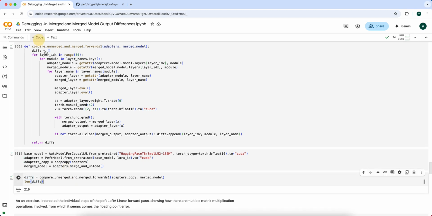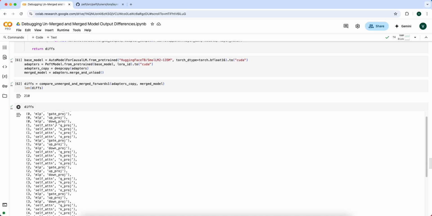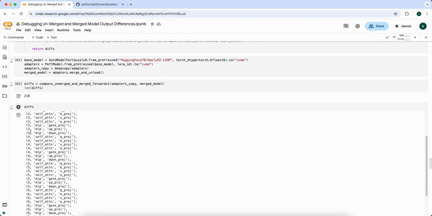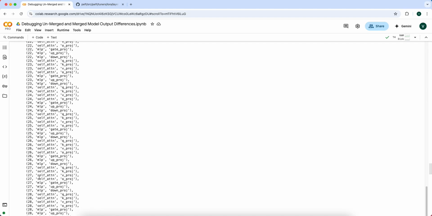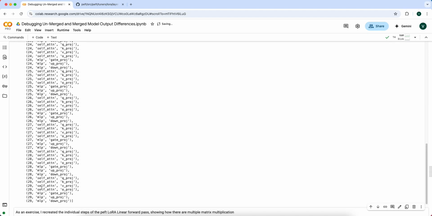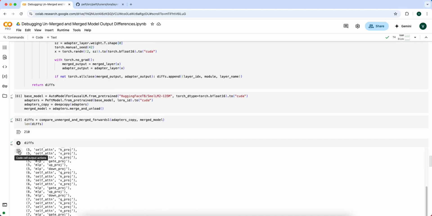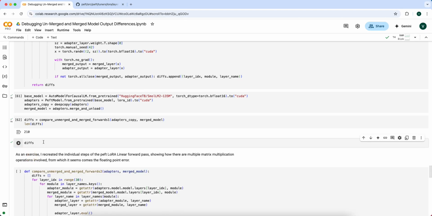And if we look at these diffs, we basically have 1, 2, 3, 4 layers in self-attention, 3 layers in the MLP. So we have 7 layers, and we have 30 transformer blocks in the model. So 7 times 30 gives us 210. So it's all of these LoRA adapter forward passes that are different from all of the merged layer forward passes.